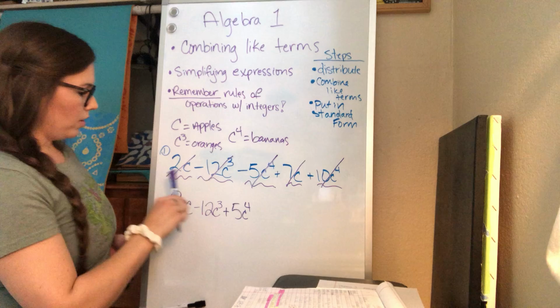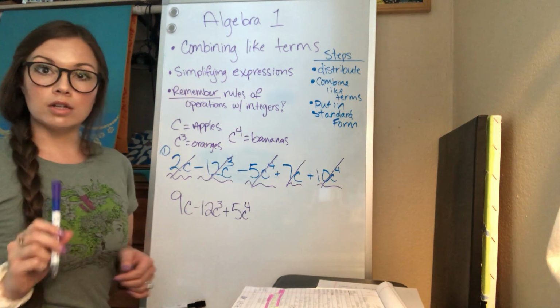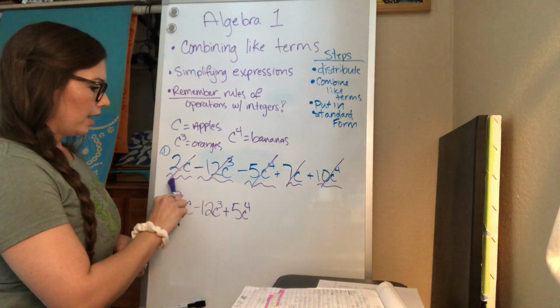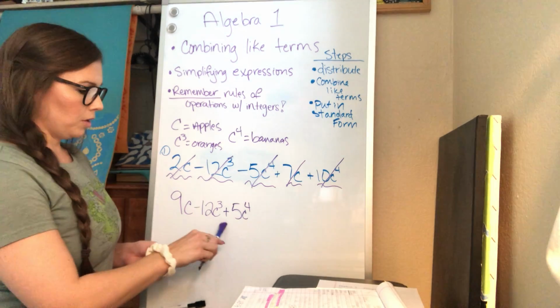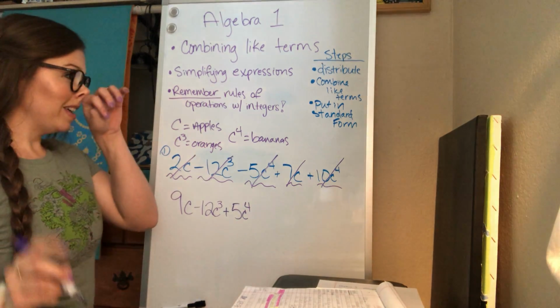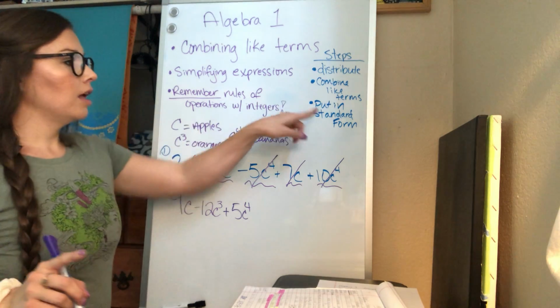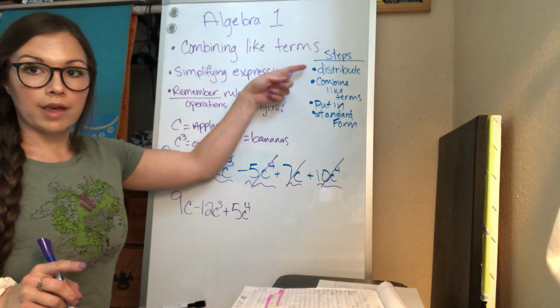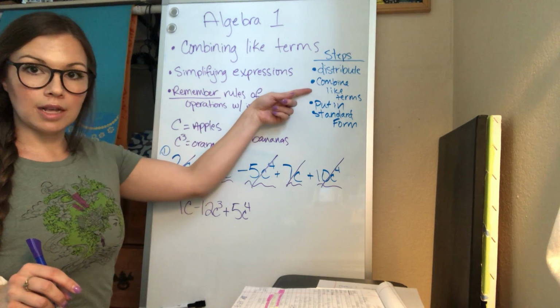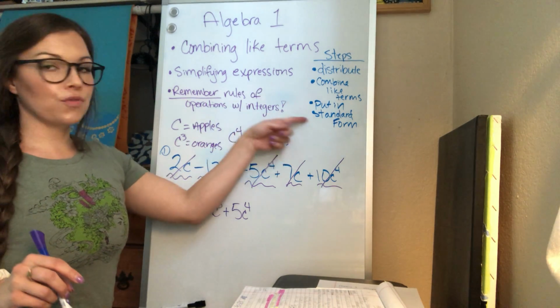I'm going to cross those out, and I can see that I've used all my terms because I crossed them out as I went. So my simplified answer is 9c minus 12c cubed plus 5c to the fourth. Here's one more step I want you to take. I want you to distribute. We didn't have to distribute here, but if there is distributing, do that. Combine the like terms like we just did, then put it in standard form.